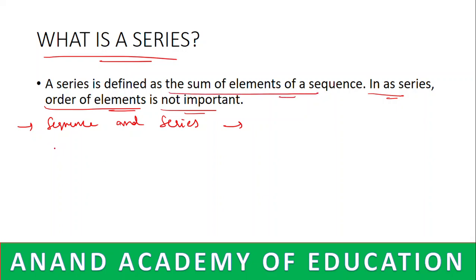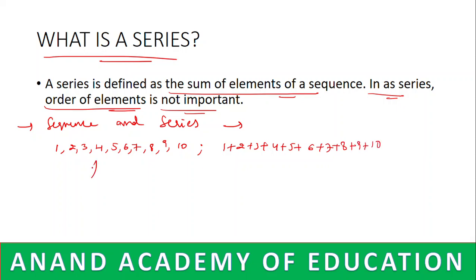For example, 1, 2, 3, 4, 5, 6, 7, 8, 9, and 10. So if this is a sequence, then its series is 1 plus 2 plus 3 plus 4 plus 5 plus 6 plus 7 plus 8 plus 9 plus 10. So this is a sequence and this is a series.